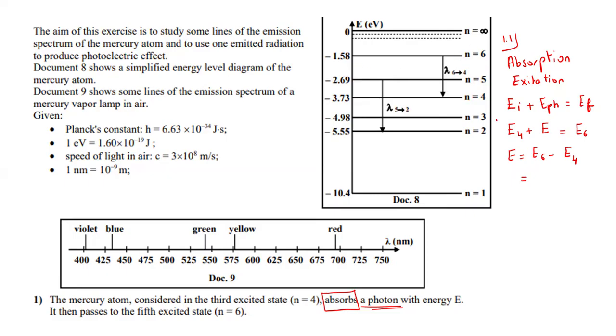So minus 1.58, and minus E4, which is minus 3.73. So the answer will be 2.15 electron volt. Then this is the energy of the photon that will be absorbed in order for the atom to pass from the third excited state into the fifth excited state.